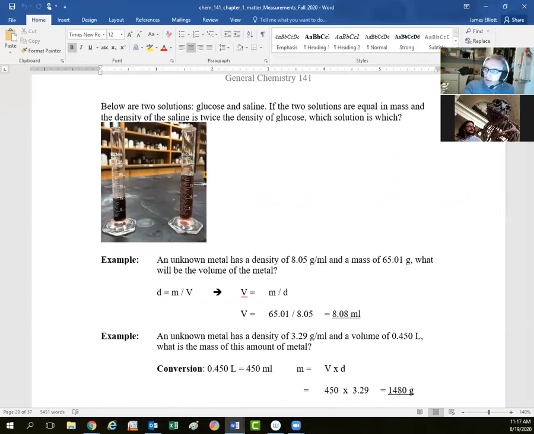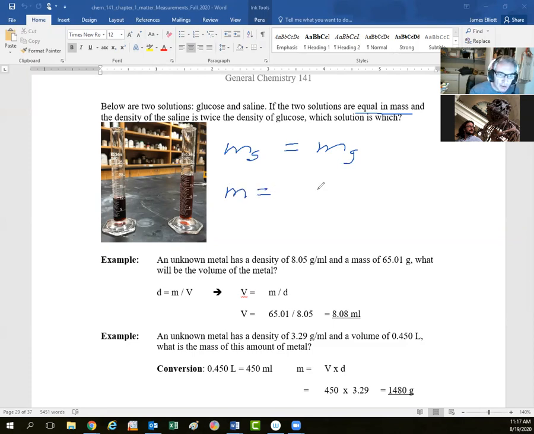So two solutions, one of them is saline and one of them glucose. And the two solutions are equal in mass, but the density of the saline solution is twice the density of the glucose solution. So which solution is which? Well, if they're equal in mass, so mass of the saline solution equals the mass of the glucose solution. Remember, we can calculate mass using the fact that the density, that's the mass per milliliter, times the volume in milliliters would give us the total mass.